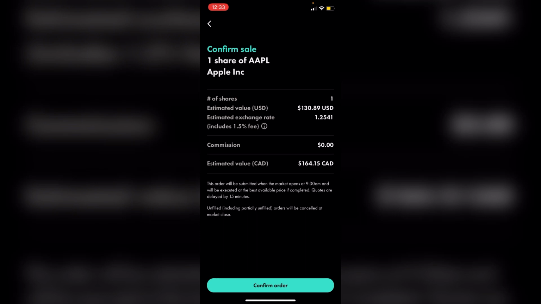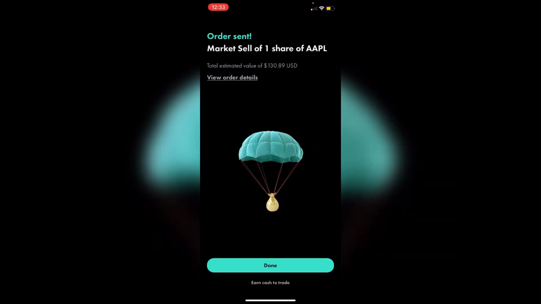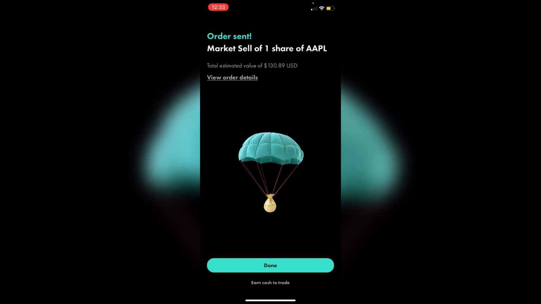So the buy page is the same, and as you can see on American, there's the exchange rate, but other than that, the commission is free. Okay, Wealthsimple is free. Confirm order. So just at the bottom, sending the order. And there you have it. Easy peasy, lemon squeezy. Nothing to it.